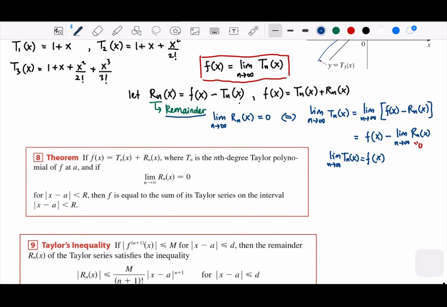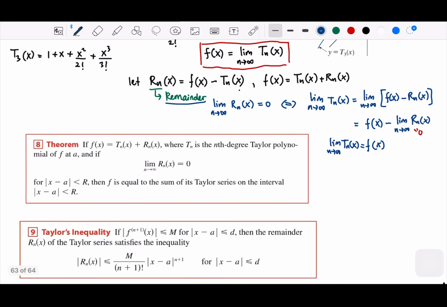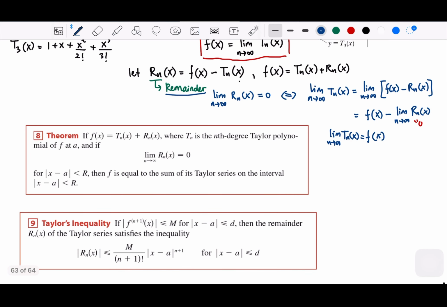And then one way to see this remainder is with the inequality, the Taylor inequality. We have not discussed much on this Taylor inequality. This is just to show you that we can approximate. Okay? So we can approximate the Taylor.